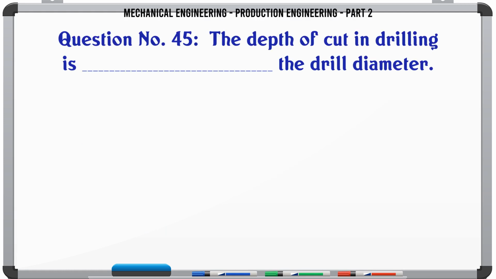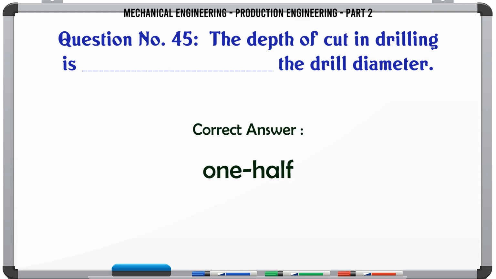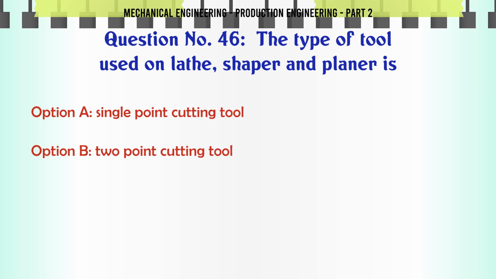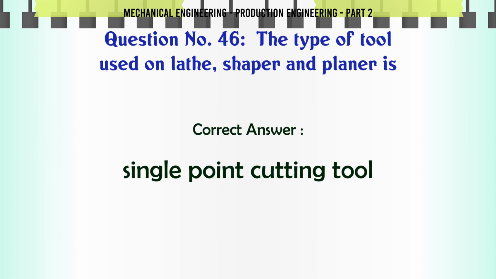The depth of cut in drilling is the drill diameter. A. Equal to, B. 1/4, C. 1/2, D. Double. The correct answer is 1/2. The type of tool used on lathe, shaper and planer is A. Single point cutting tool, B. 2-point cutting tool, C. 3-point cutting tool, D. Multi-point cutting tool. The correct answer is single point cutting tool.